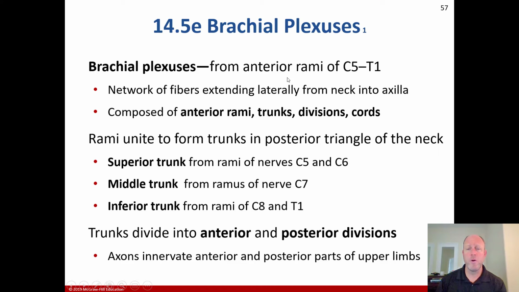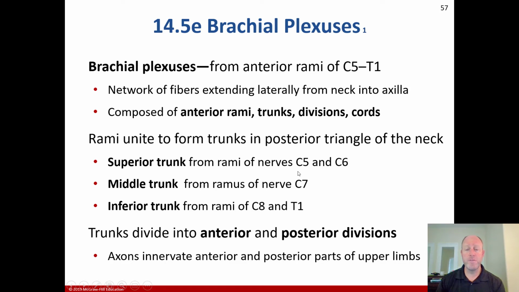Our brachial plexus forms from the anterior rami of C5 to T1. So we're going down, right? It's a network of fibers extending laterally from the neck into the axilla that comprises the anterior rami, the trunks, divisions, and the cords. The rami unite to form trunks in the posterior triangle of the neck.